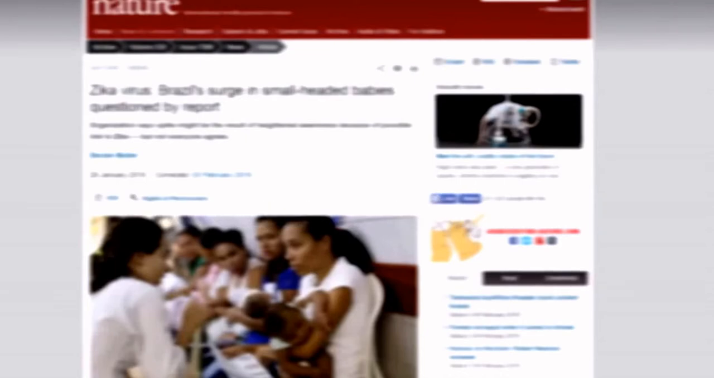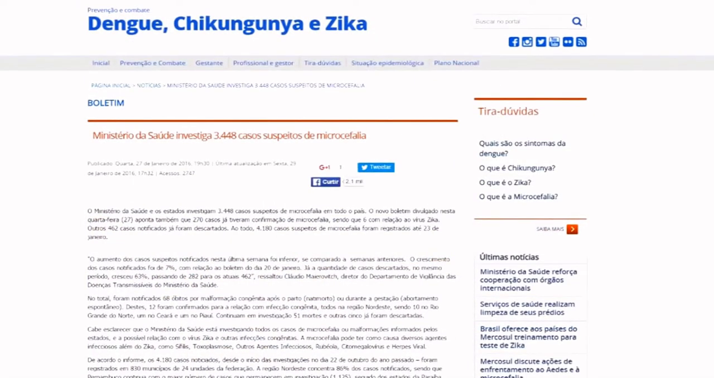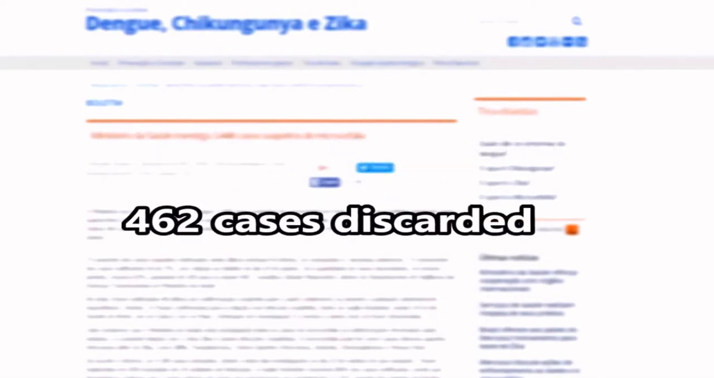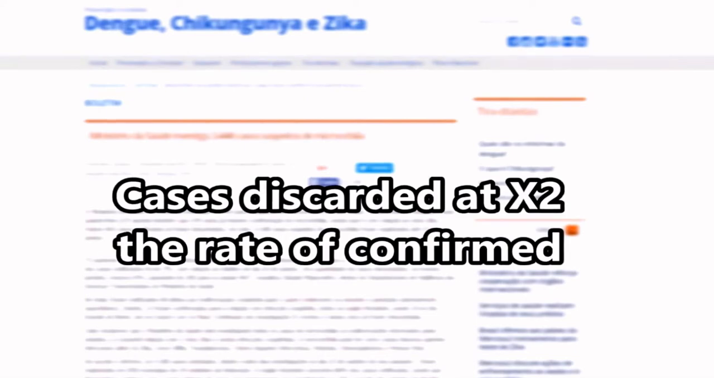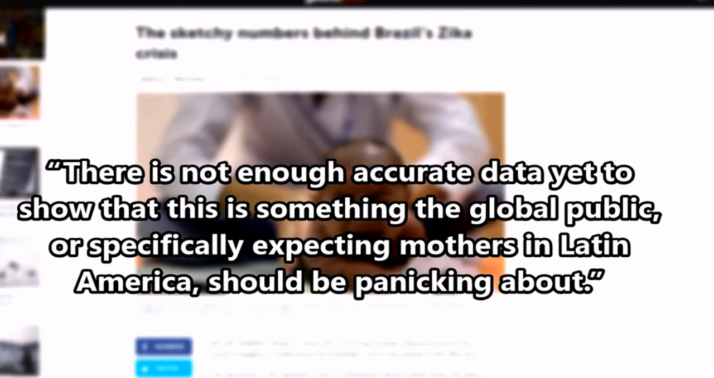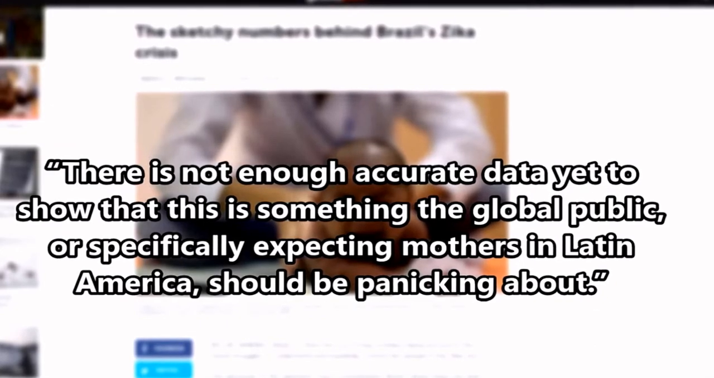since October 2015. A bulletin from Brazil's health ministry states that only 6 of the country's reported cases of microcephaly are related to the Zika virus. Furthermore, 462 of the suspected microcephaly cases have been discarded, so cases are being discarded at almost twice the rate they're being confirmed. The article closes with this sentence: "There is not enough accurate data yet to show that there is something the global public, or specifically expecting mothers in Latin America, should be panicking about."